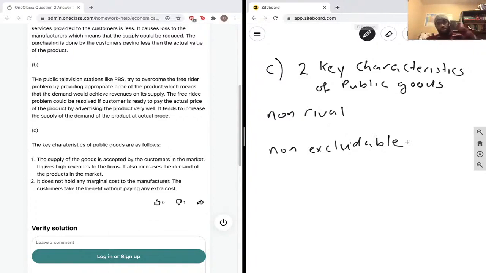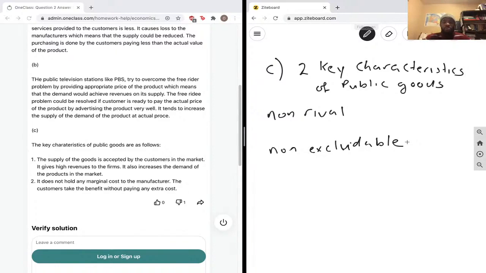So, non-rival means that basically when you're using the public good, it doesn't stop someone else from using that public good. So more than one person can use the public good or benefit from the public good at the same time.